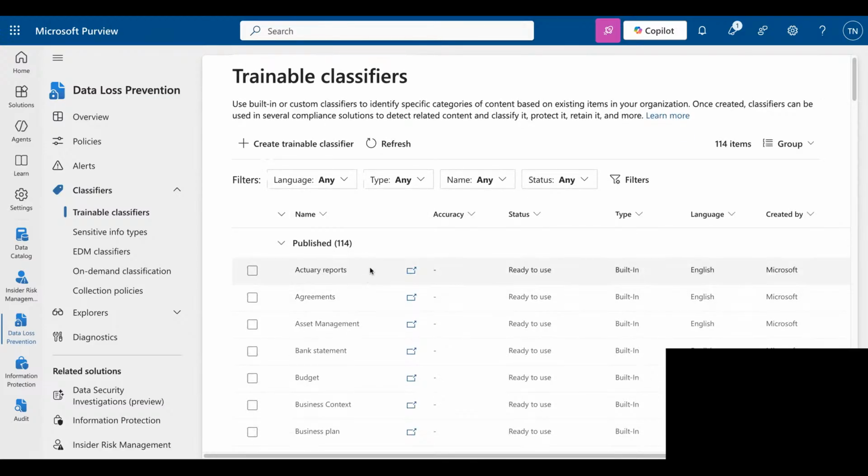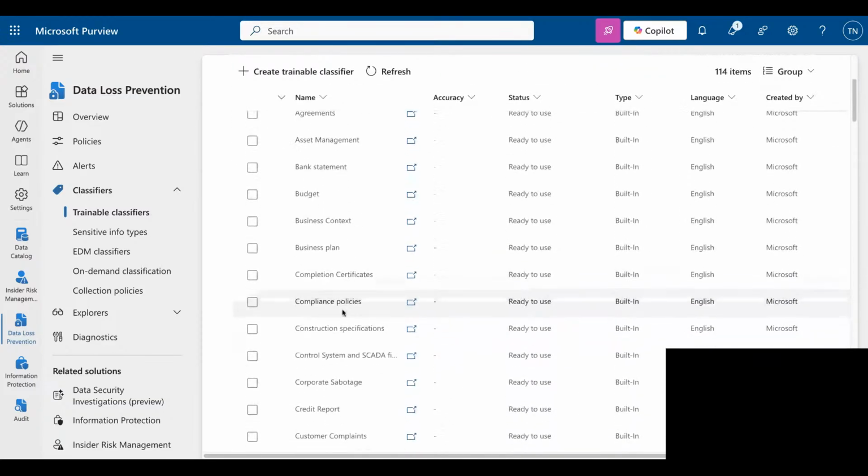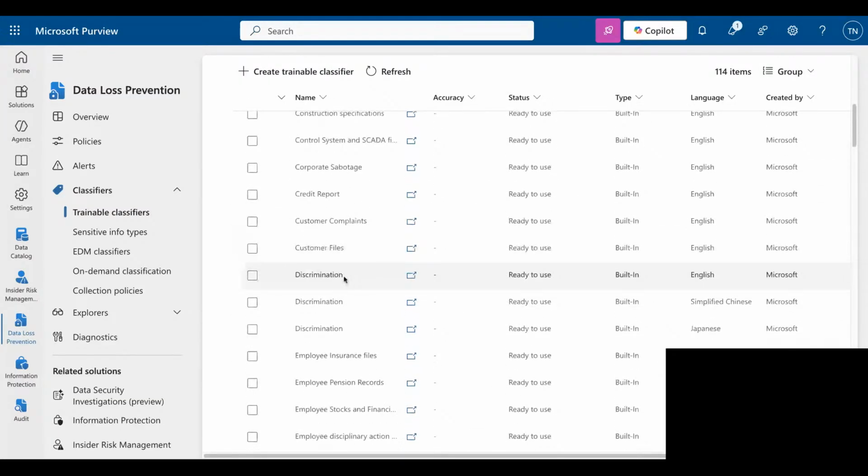So these are built-in trainable classifiers. These ones come with this Microsoft platform, but you can create your own. So for example, let's say I work in HR and I want to monitor, let's say, payslips, or I work in the legal department. I want to monitor sensitive contracts. There is an option which I can use here, but I can even create my own one.